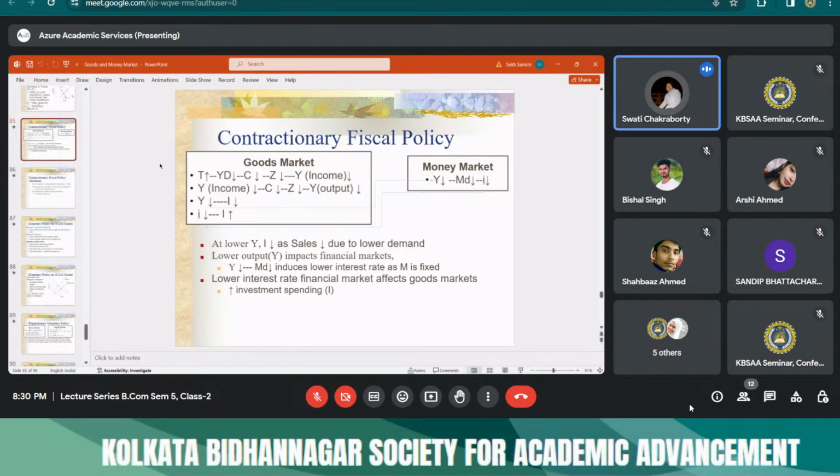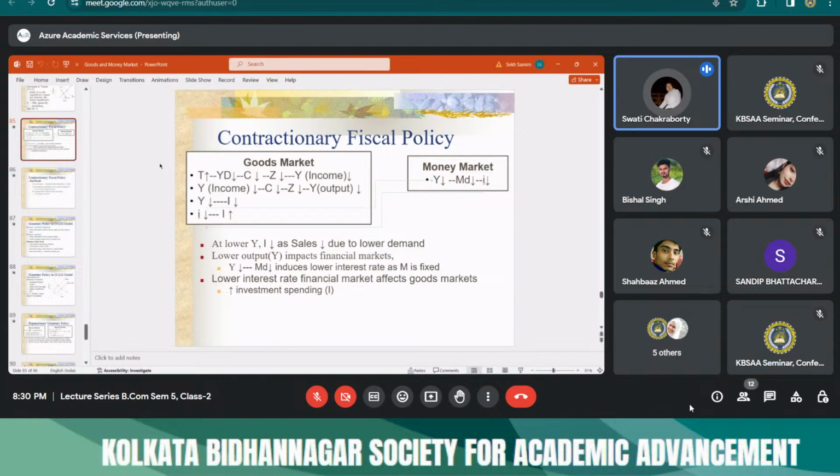Now, how does it affect the goods market? If you go to the last line of the table, it says the last relation: when the rate of interest decreases, it also encourages private firms to go for more investment because the cost of borrowing decreases. So investment goes up. This is how it works. Increase in tax leads to increase in private investment. This is contractionary fiscal policy.